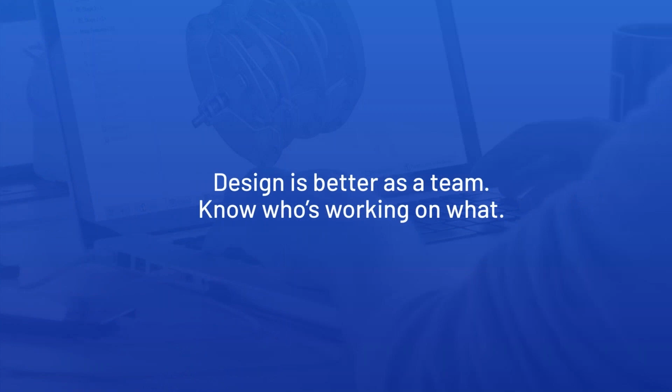So my summary of this here is, of course, design is better as a team, and Onshape allows us to know who's working on what. So we can have an environment where we have 5, 6, in theory, an infinite number of individuals all looking at the exact same document at the same time and working within it with the ability to edit. And we always know who's working on what through these social cues.